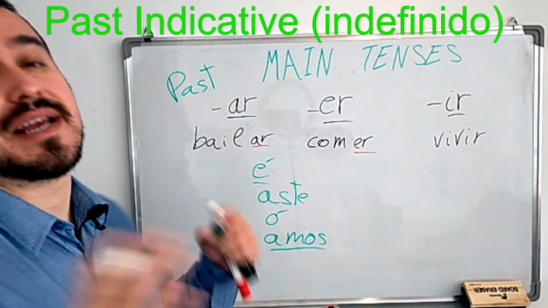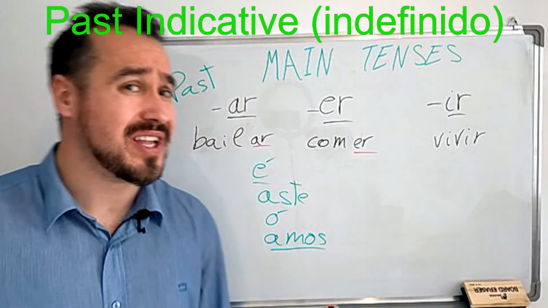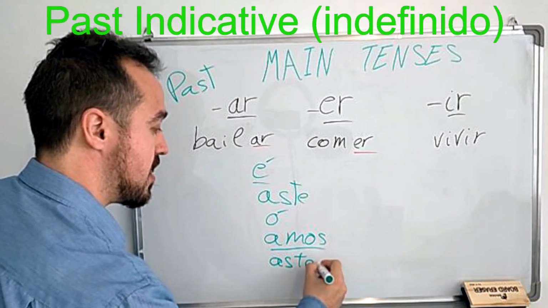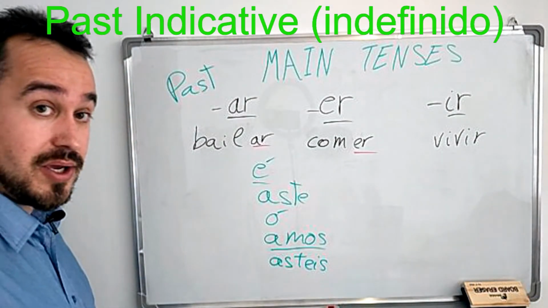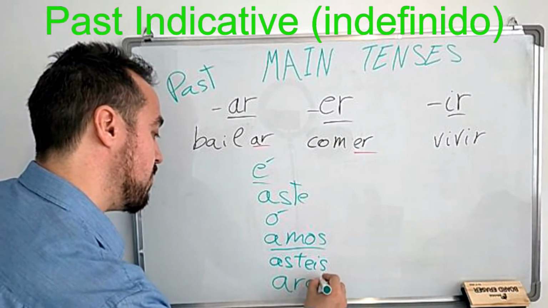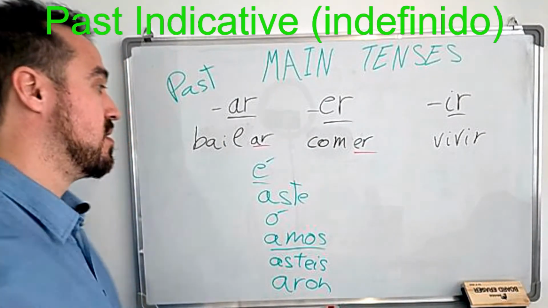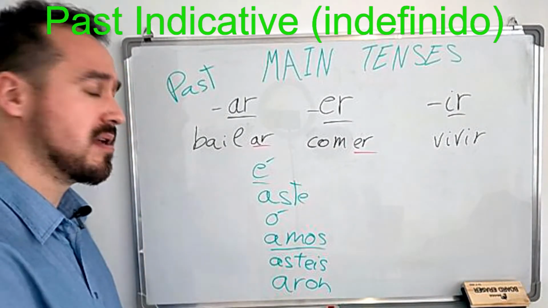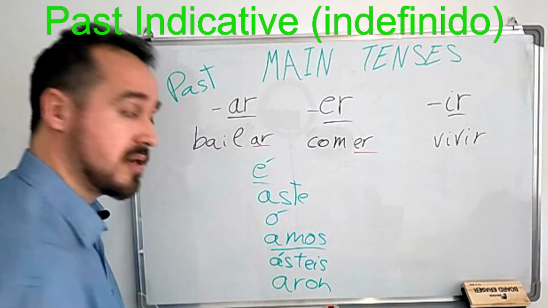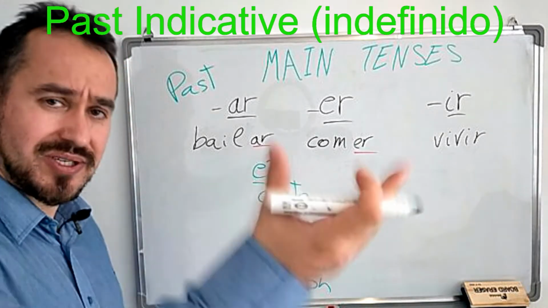Bailamos. So bailamos means both we dance, present, or we danced, past. Bailasteis, you guys danced. Bailaron. And yes, you can do this with any AR verb. Let's say sing, cantar. Canté, cantaste, cantó, cantamos, cantasteis. Stress there. Cantaron. All the same. So I sang, you sang.